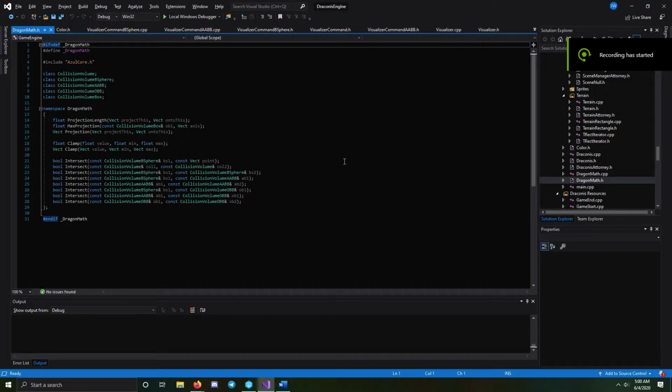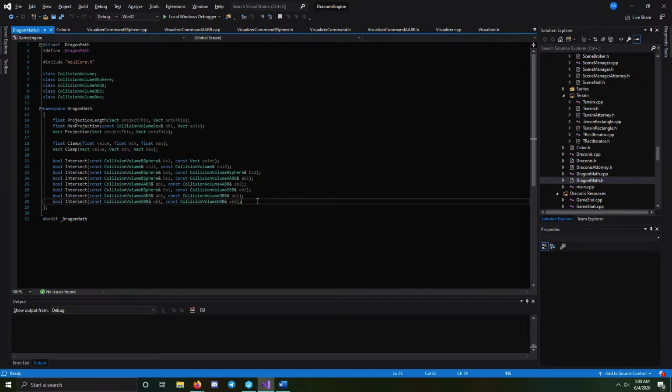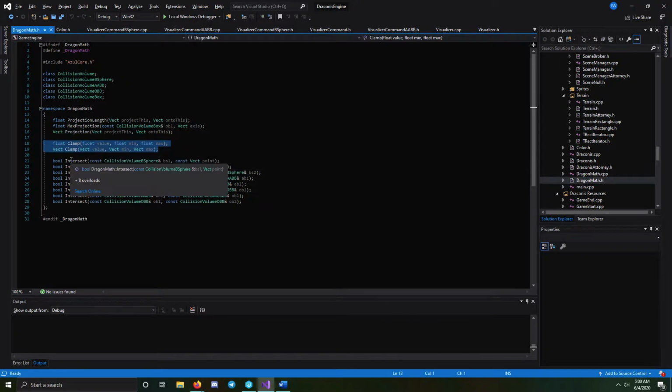The math class, sorry, has also received quite a lot of new functions. It used to be only like a couple or three, I think, at the end of last quarter. Now it's grown in size. We have clamp values for both floats and vectors.